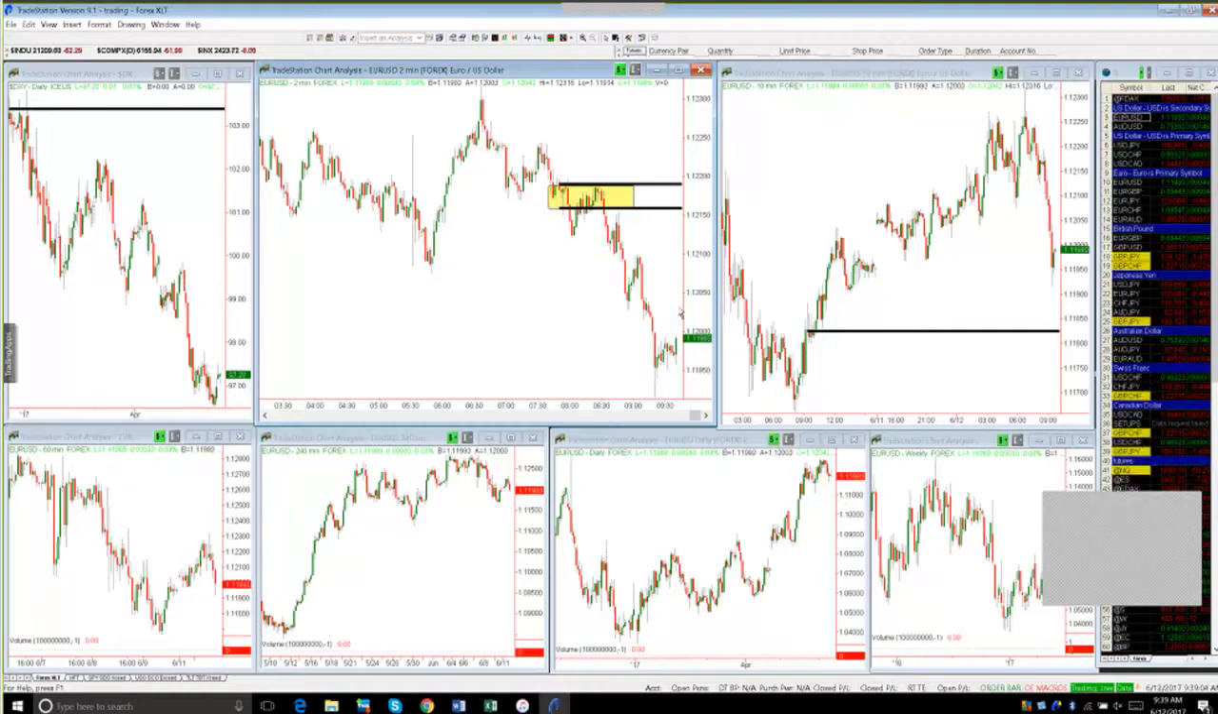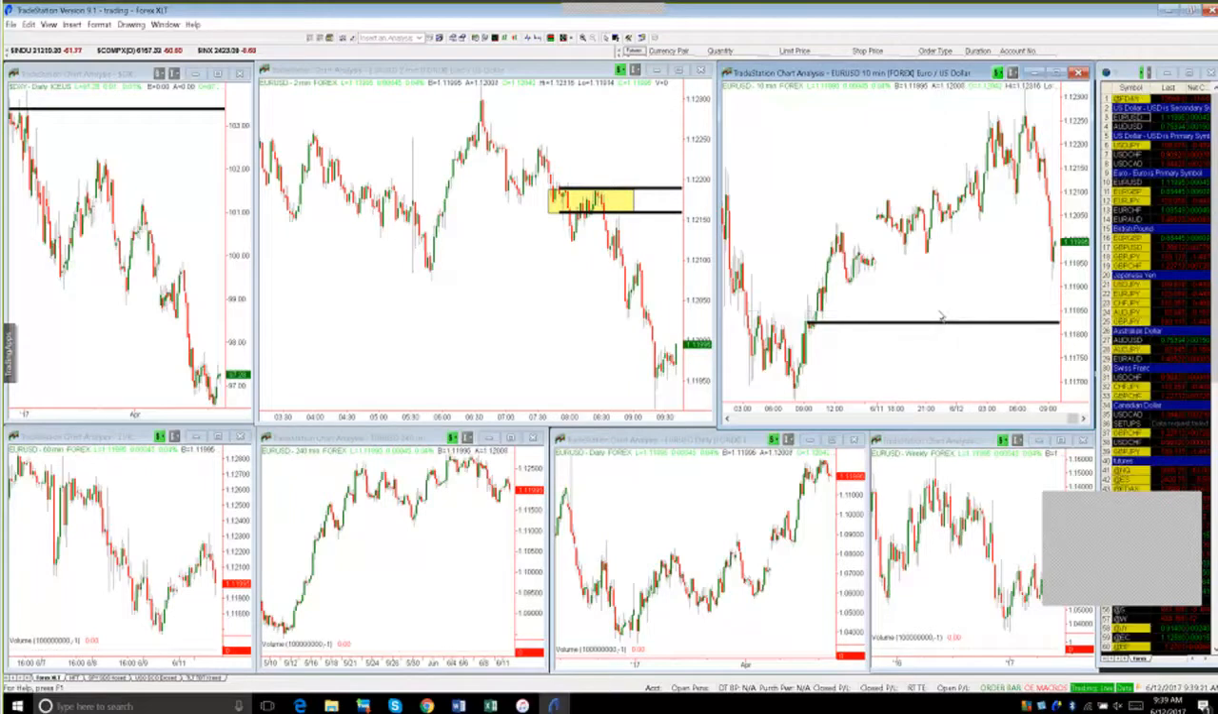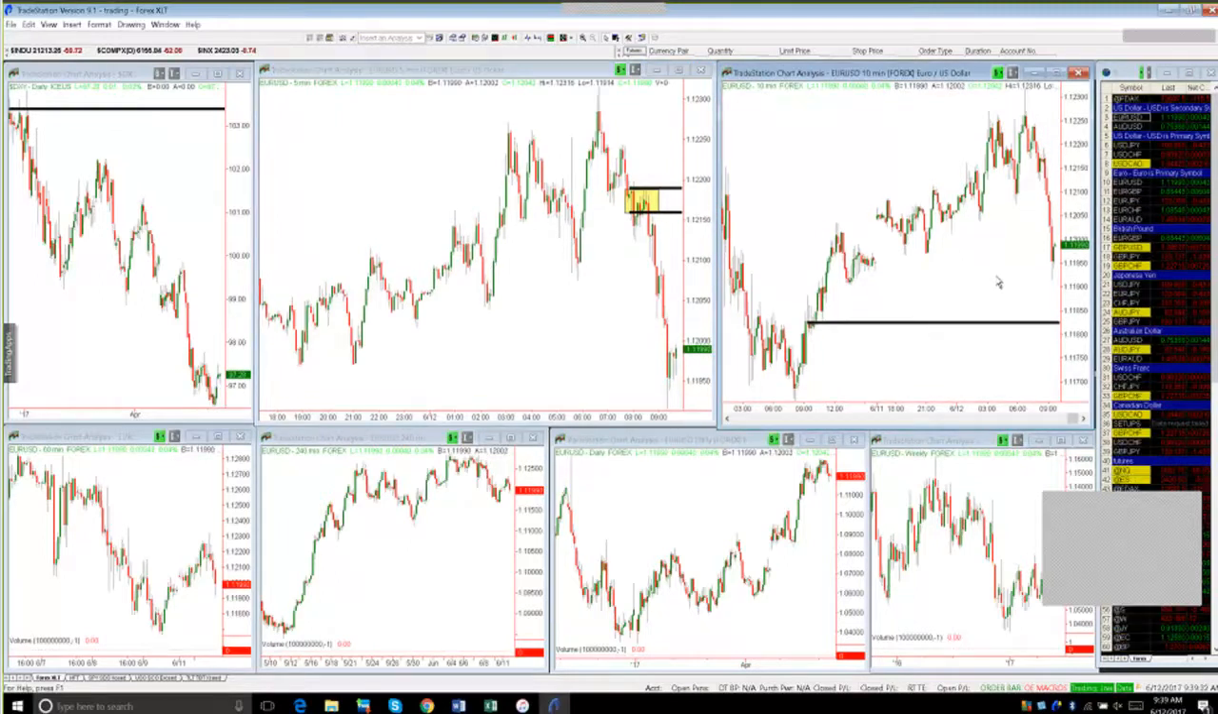So again, lower odds, but watch for a move from right in here, the 112.03, down to around 111.85 or lower. Does that make sense? Okay. Again, it's a lower odds trade. So if you're not comfortable taking that, then just don't. Not a problem at all.